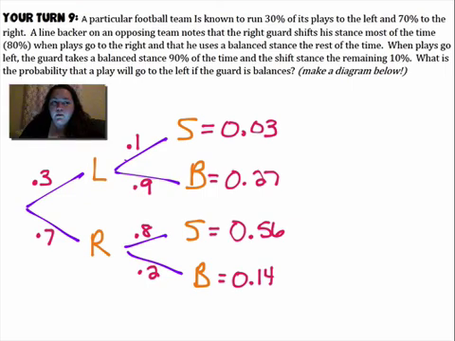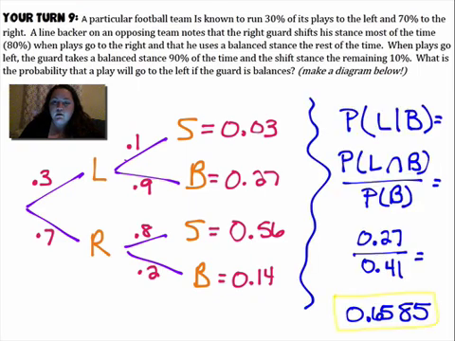And it asks, what is the probability that a play will go to the left if the guard is balanced? So the probability it's left given their balance is the probability of their left and balanced, which is 0.27, divided by the probability of it just being balanced, which is 0.27 plus 0.14, which is 0.41. And that gives me 0.6585, so 65.9%.